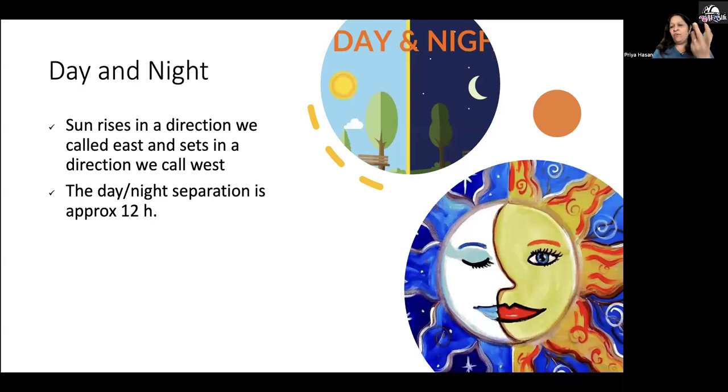So the first thing that we all noticed, which even a caveman would notice, is that the sun rises in a direction. We call that direction the east. It sets in a direction we call the west. And there's a day-night separation of approximately 12 hours. Okay, this is what everybody observed. So how could they explain it, right?